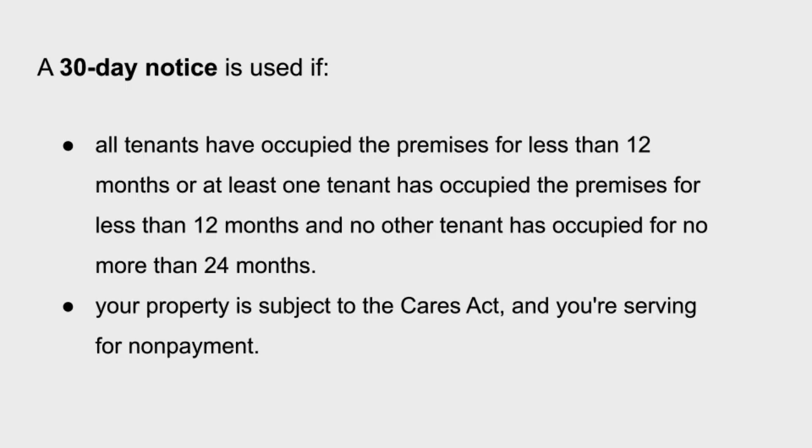A 30-day notice is used if tenants have occupied that property for less than 12 months, or at least one tenant has been there for less than a year, and none of the other tenants have occupied the property for more than 2 years. Another time to use a 30-day notice is if your property is subject to the CARES Act and you are serving for non-payment. This was covered in the last video.